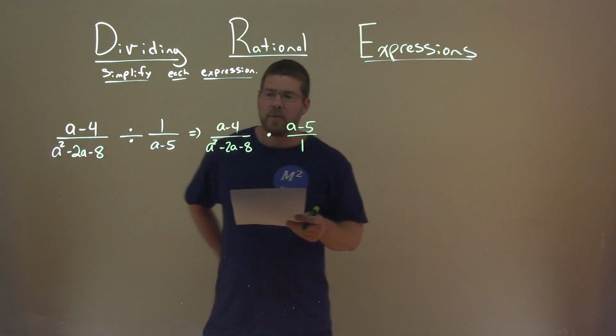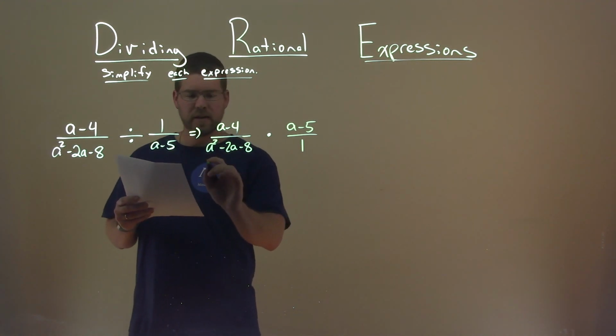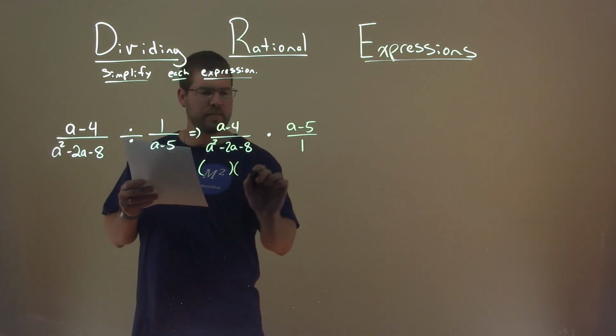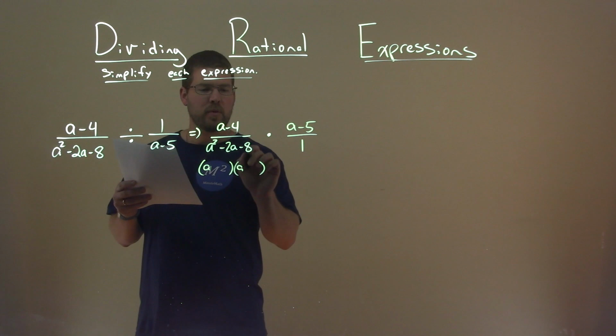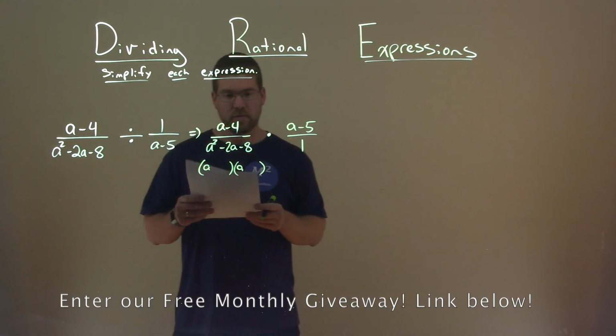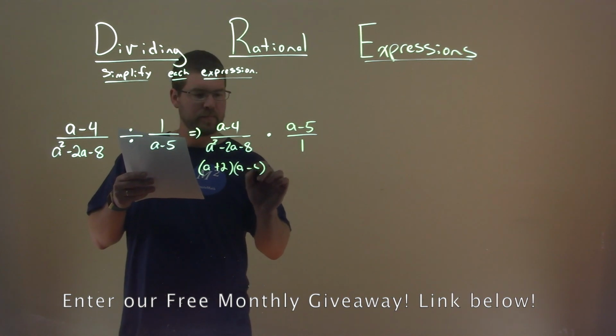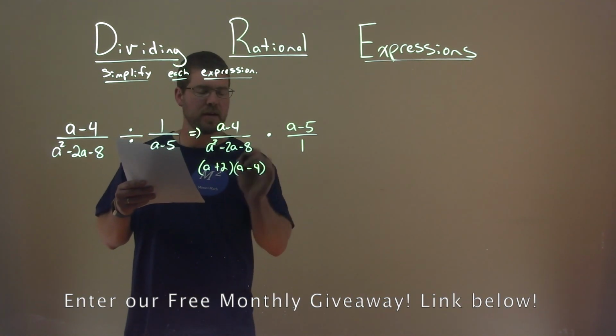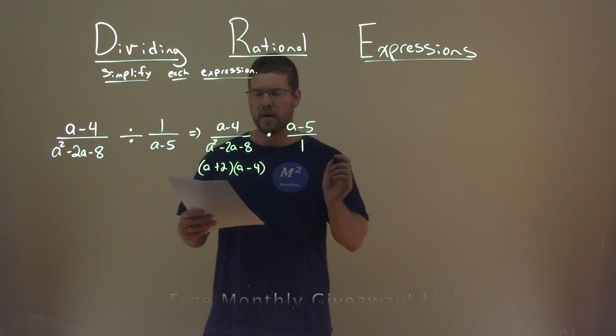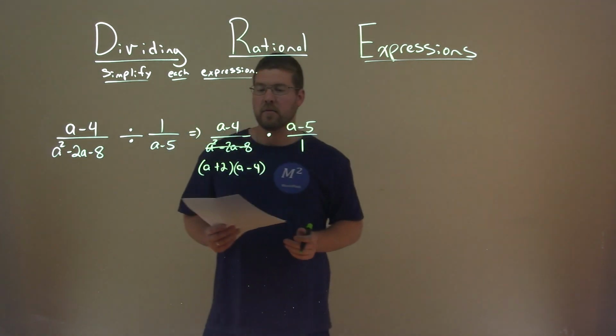Alright, so now let's see what we can factor. Well, down here, I can factor that out. What two numbers multiply to be negative 8 and add to be negative 2? And that is a positive 2 and a minus 4. 2 times negative 4 is a negative 8. Add them, we get negative 2. So we're going to replace this with its factored form.